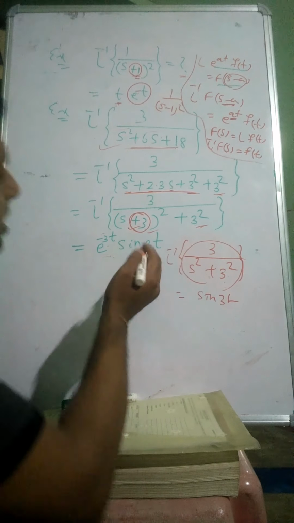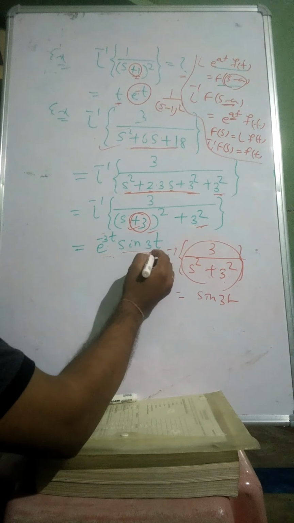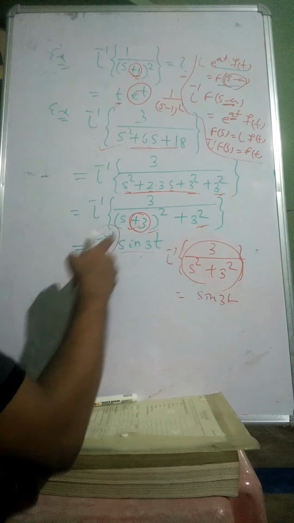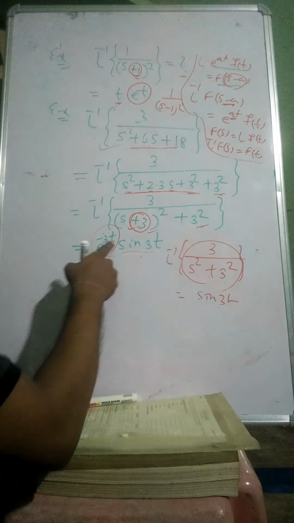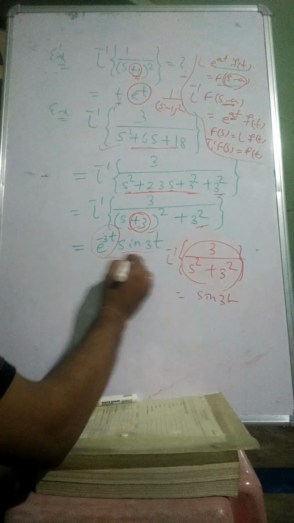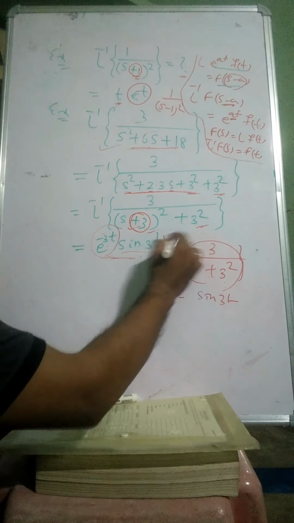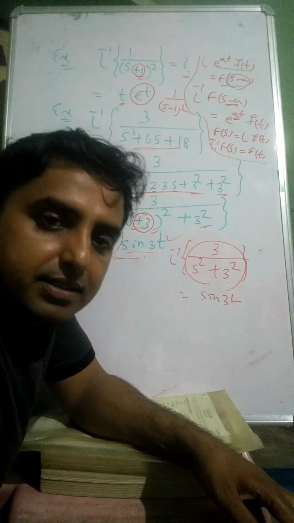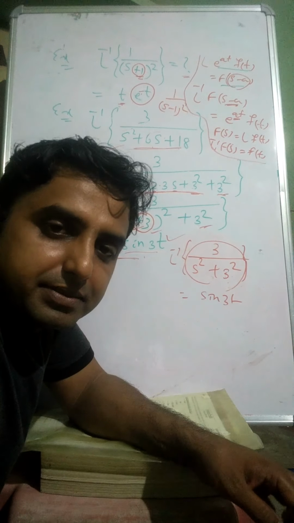So the result will be what? Sin 3t into e to the power minus 3t, because it is s plus 3, so we have to multiply e to the power minus 3t. So the result is e to the power minus 3t into sin 3t. Clear? Is it okay?